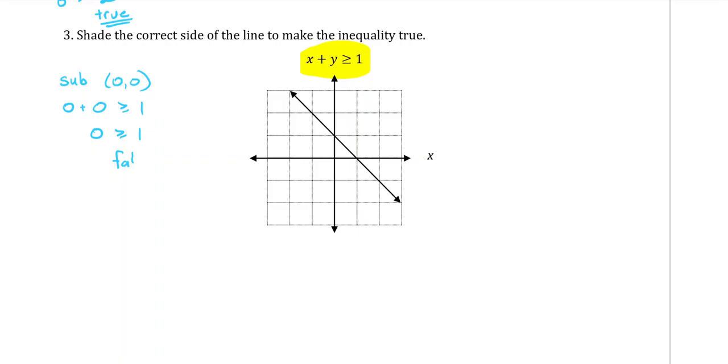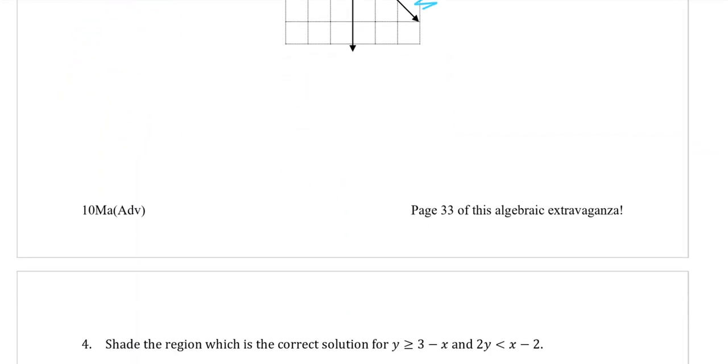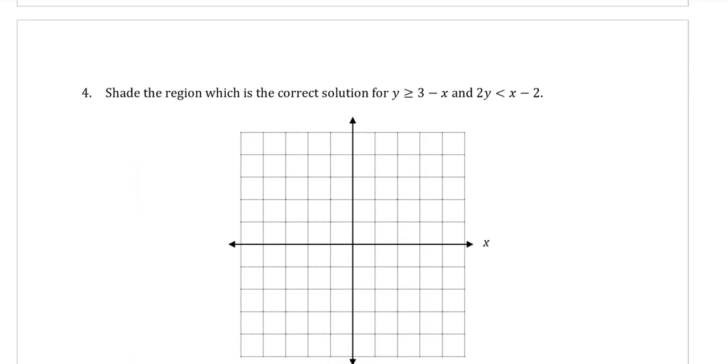That is false. So the origin, which is here, is the wrong side of the line to shade, which means we need to shade in the other side. That would be the correct part. You can always double check by subbing in another point on the other side if you want to. If you have time to do that on a test, that would be an extra way of checking.